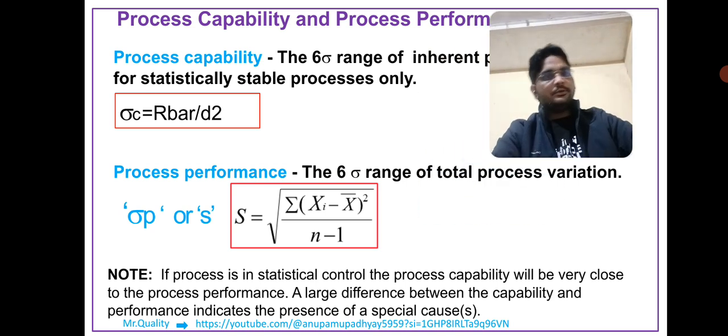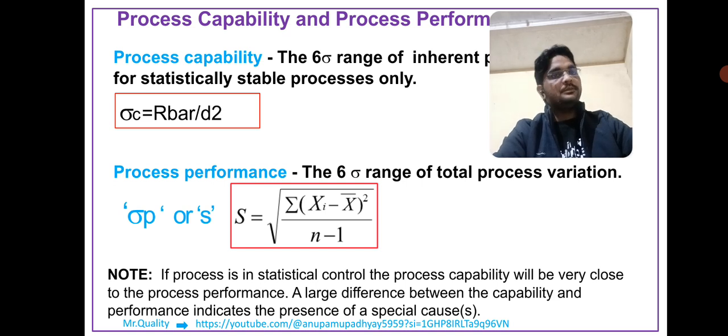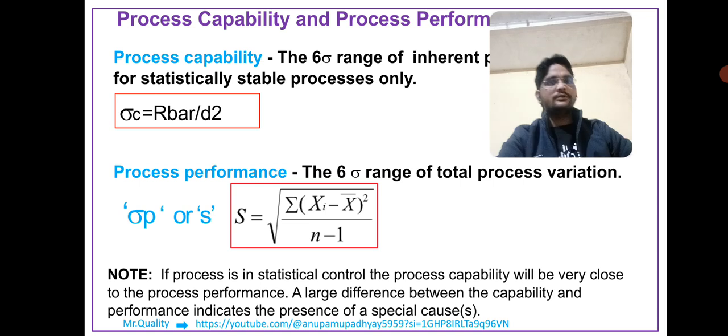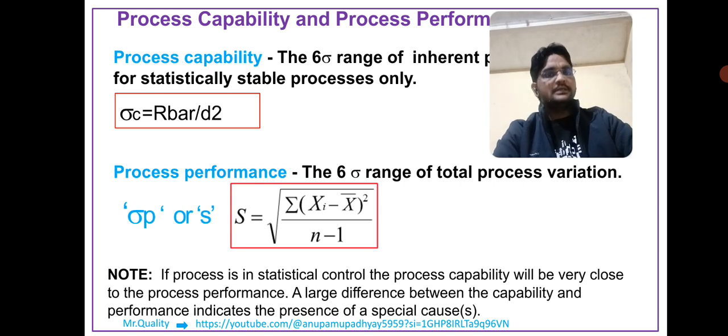Second, process performance. In process performance, the 6 sigma range of total process variation, meaning within system and between system, is represented by Pp and Ppk. Pp is process performance and Ppk is the process performance index. Here we use S instead of sigma c. The formula is S equals the square root of the summation of (xi minus x bar) whole squared divided by n minus 1.